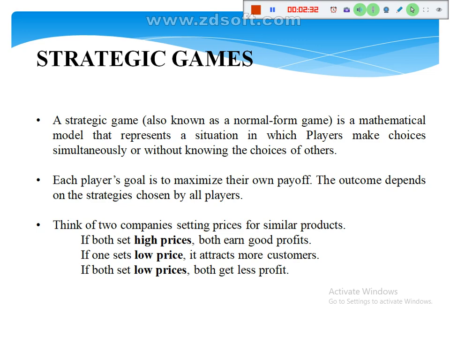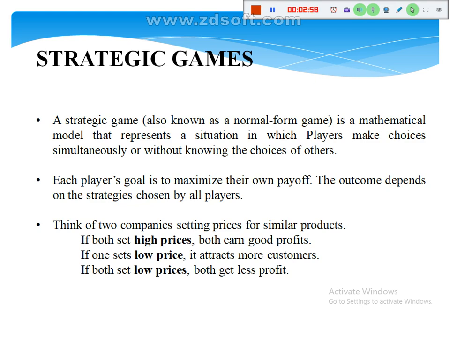Next we are going to see what are strategic games. A strategic game is also called a normal form game. In strategic games, players make decisions simultaneously without knowing what others will choose. Each player wants to maximize their own payoff, and the results depend upon the combination of everyone's choices.